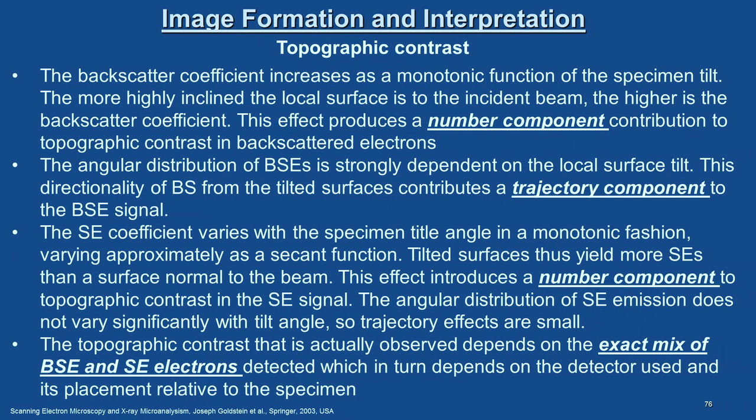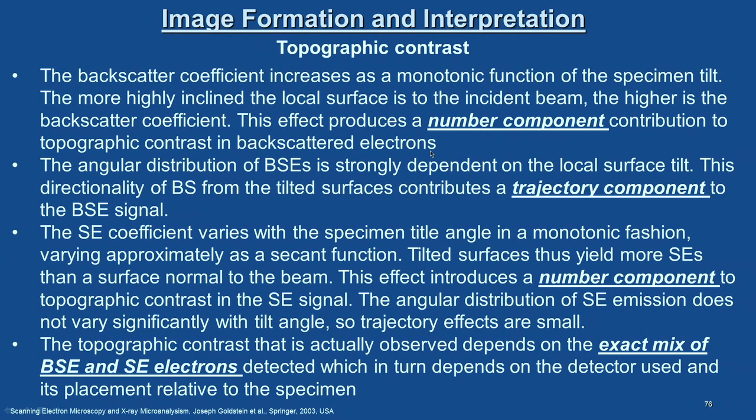Now, we move on to topographic contrast. The origin of the topographic contrast is very complex, and we will see some of the salient features of that. The backscatter coefficient increases as a monotonic function of the specimen tilt. The more highly inclined the local surface is to the incident beam, the higher is the backscatter coefficient. This effect produces a number component contribution to the topographic contrast in backscattered electrons.